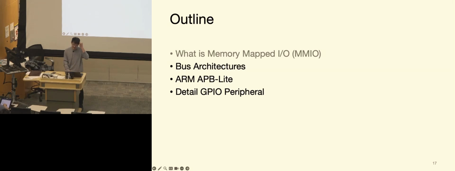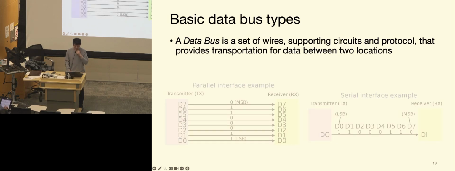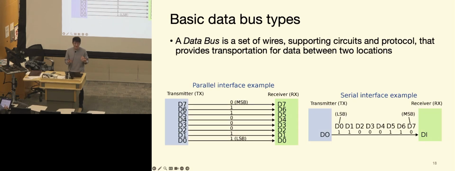All right, let's go to the next part, which is the bus architectures. A data bus is essentially a set of wires that supports circuits and communication protocols that provide transportation of data between two locations on the core or from the core to the outside physical world. There are mainly two types of buses. One is parallel, and one is serial.